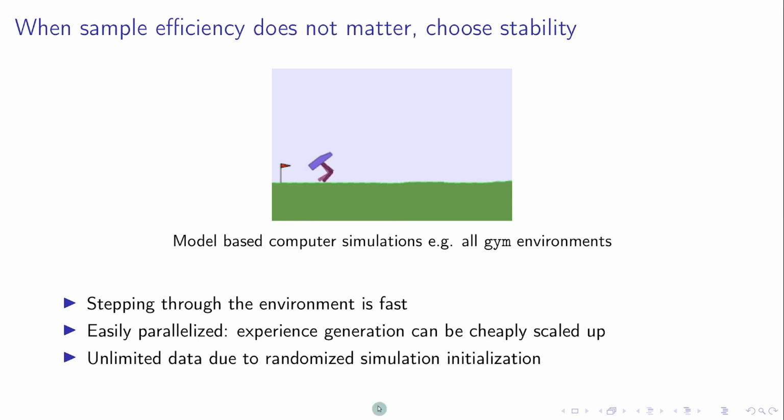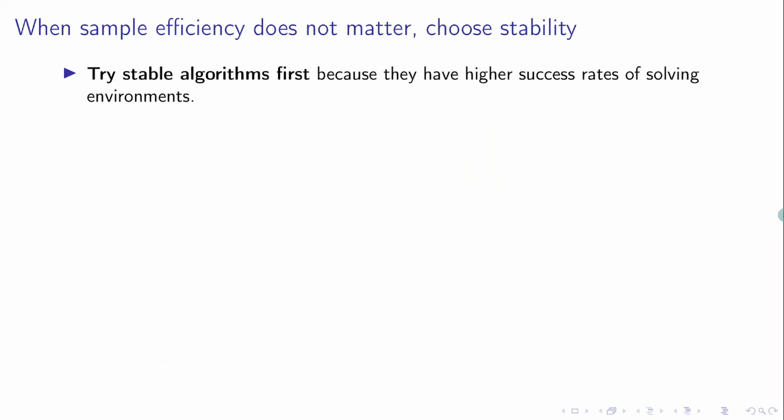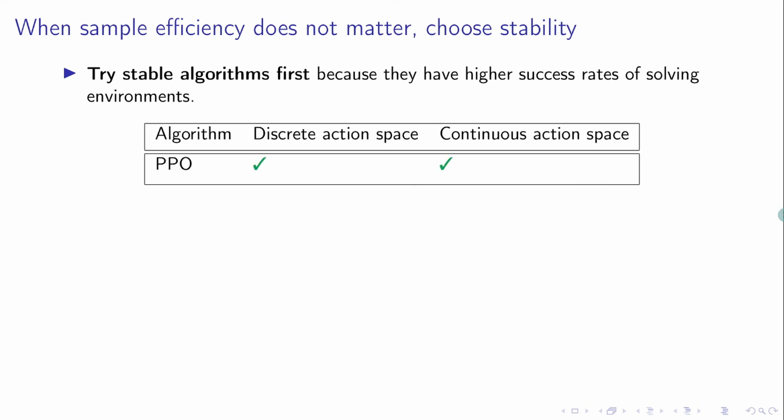Random simulation initialization can ensure that unlimited unique steps are available for learning. So in this case, you should try a stable algorithm first, because they have a higher success rate in solving environments. The most important stable algorithm is PPO, which we have used extensively in this course. And it works in both discrete and continuous action spaces. This should be your go-to algorithm for all model-based simulations.